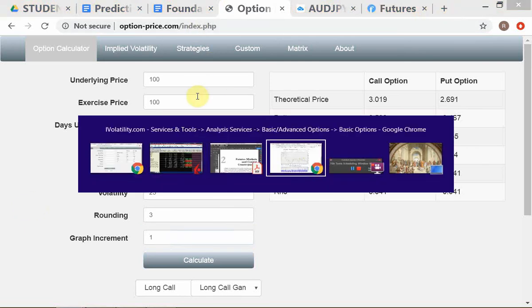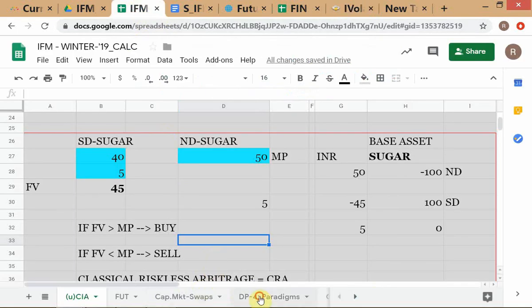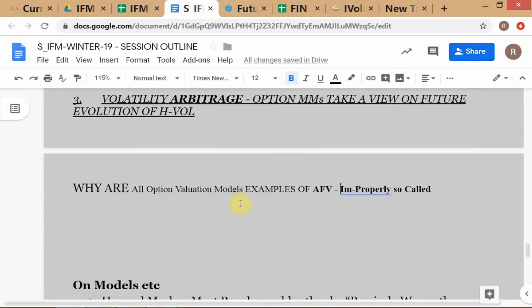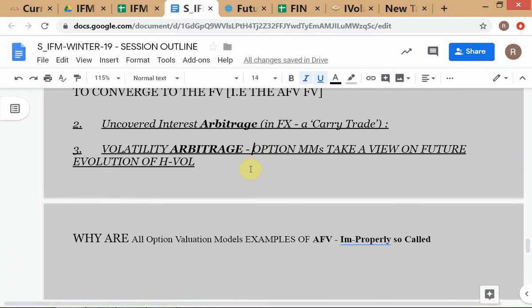Now this is the reason, let me just explain the first part. Why is it an AFV and why is it improper? Why is it an AFV? I put all option valuation models under this, because no matter what model you look at, they all use the technique of synthetic equivalence. Black-Scholes, Garman-Kohlhagen, all of them assume they are going to come up with a synthetic equivalent of the option, which is what this guy also does when you're doing vol arbitrage. You're essentially trying to create a synthetic equivalent of the option, continuously rebalancing the delta equivalent of the hedge.